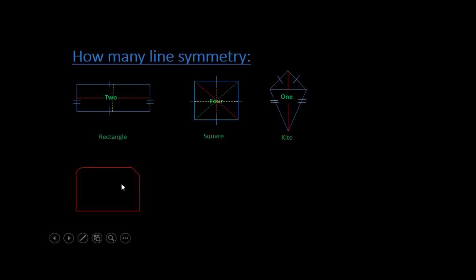This shape. How many line symmetry do we have? Think about it. I'm giving you a few seconds to solve this or to find the answer. How many line symmetry? Okay, if you said no line symmetry, no line symmetry, your answer is true.